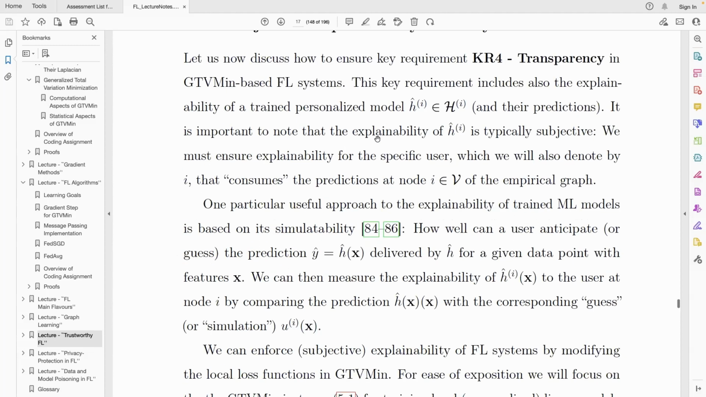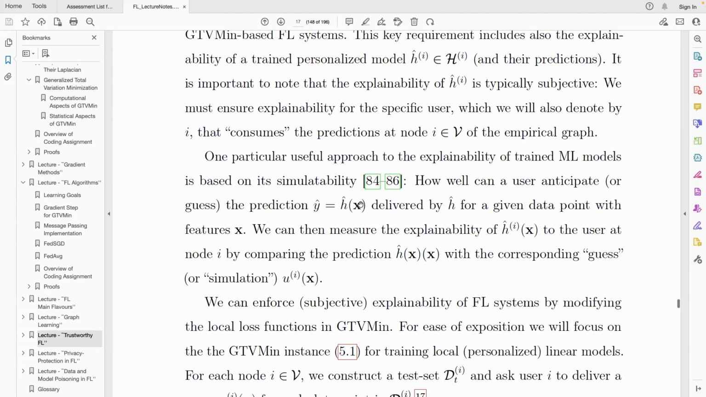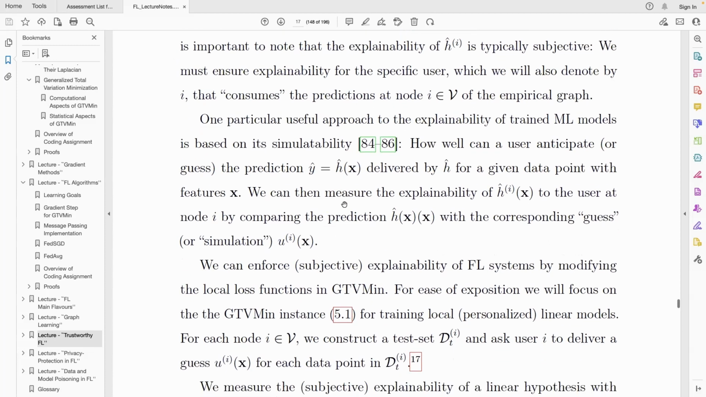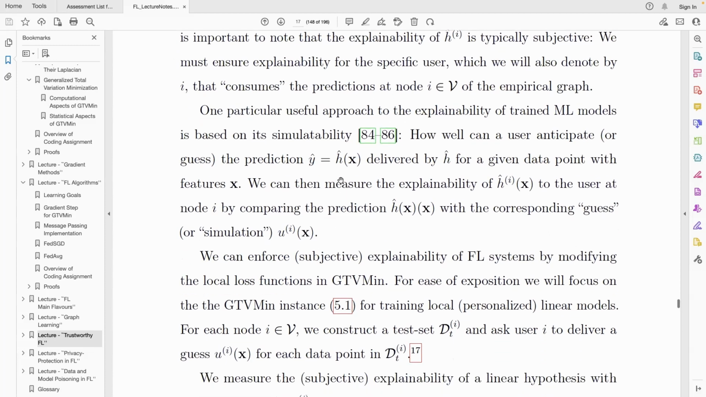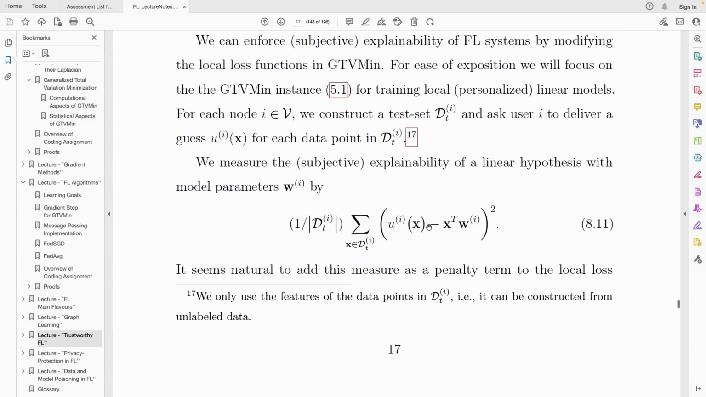So when is a trained model explainable to a user? My approach is that it's explainable if the user can guess the predictions, if the user can already anticipate what the prediction would be. So I measure this difference between the prediction itself, delivered by a linear model with model parameters Wi, and this I call user signal.